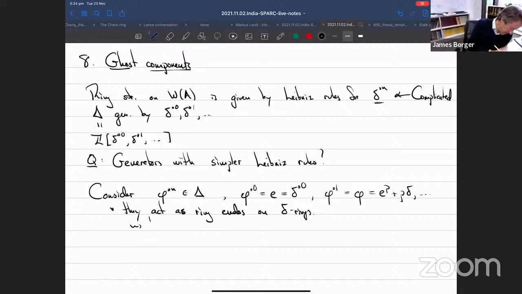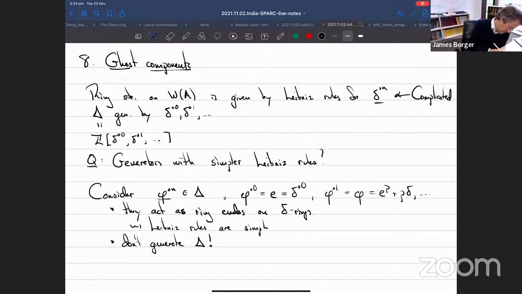So the Leibniz rules are simple. What that would unpack to is that if you made Witt vectors using these coordinates, then addition and multiplication would just be given componentwise. The simplest thing you could imagine. But the problem is that they actually don't generate delta.